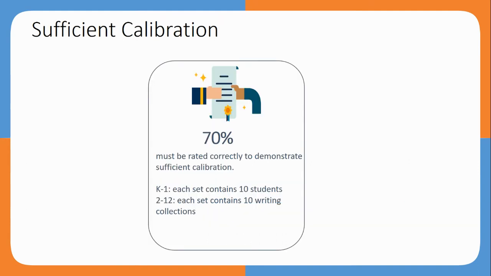For K-1, you will be required to rate 10 students in the different domains. You must score 70% to meet calibration. If you do not meet 70%, you can immediately do set 2. You can also ask to do it at a later date. If you do not pass either set, you will still be required to rate with assistance from a central rater.